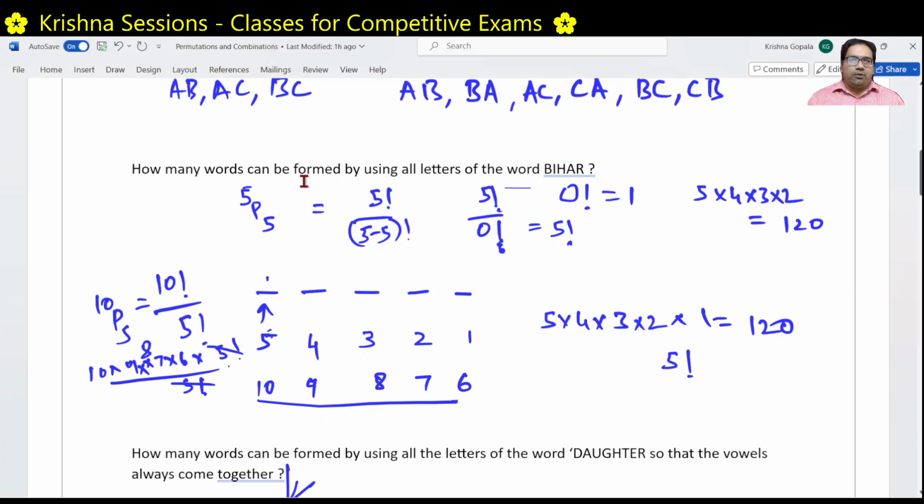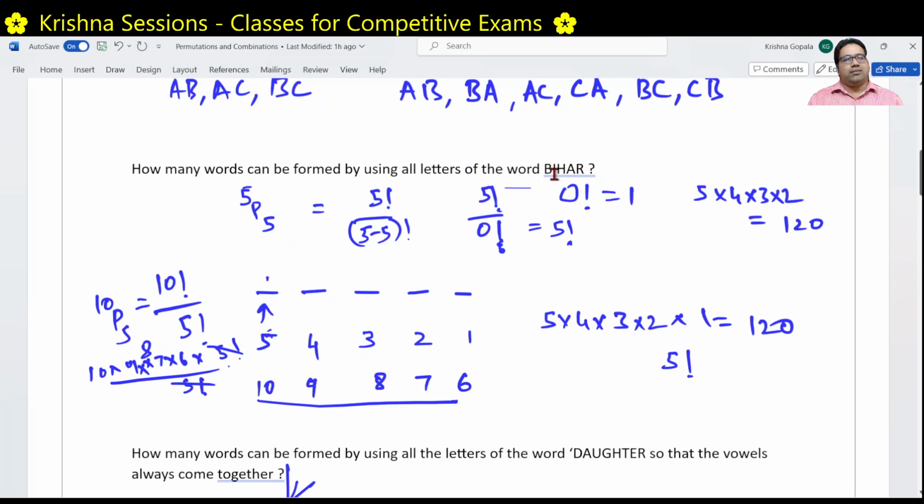How many words can be formed by using all letters of the word BIHAR? Right, BIHAR, there are 5 letters. So he is saying how many words can be formed. Word means it's always a permutation because the order of the letters is important. It's not about combination. Different words will have different order of letters, right? So whenever we say words, it means it's all about permutation.